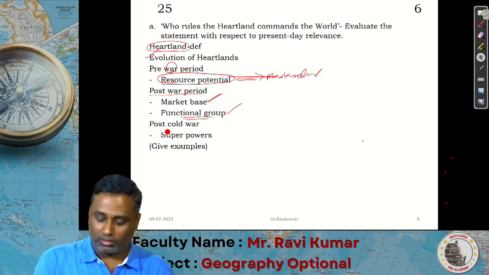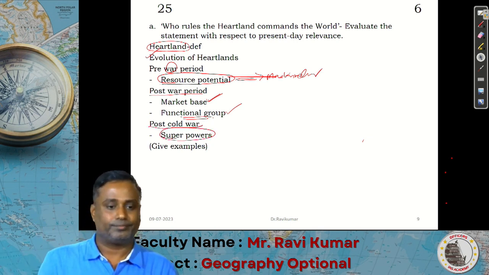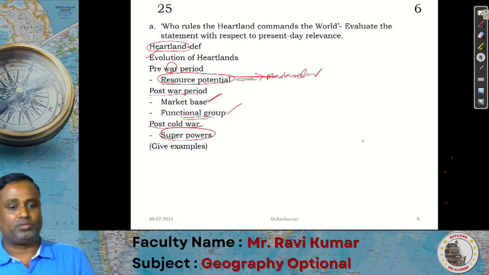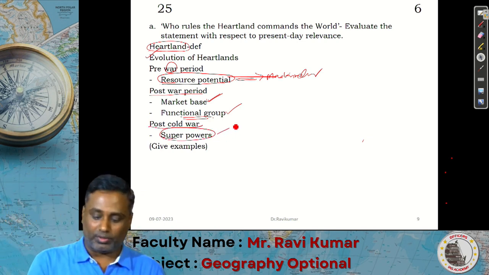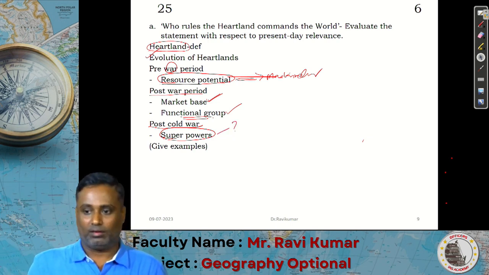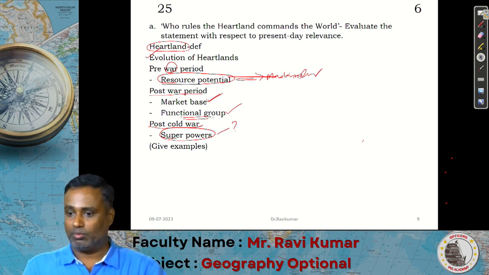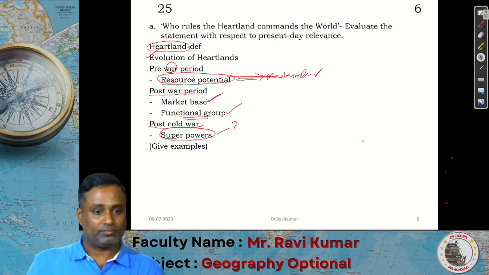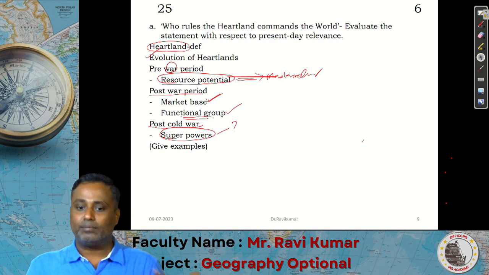After the Cold War, superpowers. Who is a superpower? In the present scenario, who is the superpower? That's the question. Everybody tried to claim they are the superpowers. US claims as superpower, right? Britain claims superpower, Russia claims superpower, China claims superpower, and in South Asia, India claims superpower. Everyone claims they are superpowers.